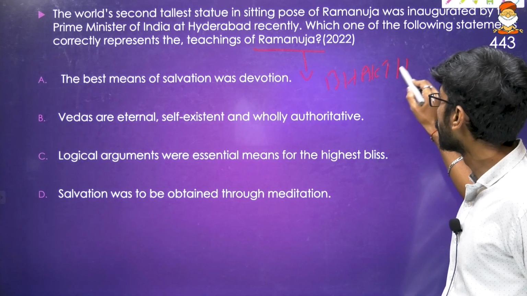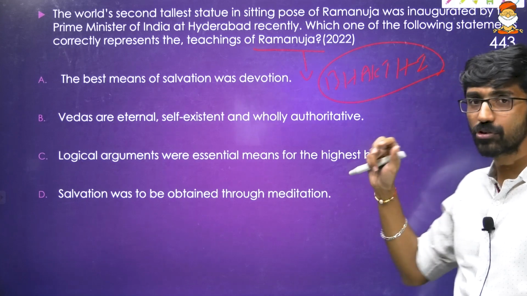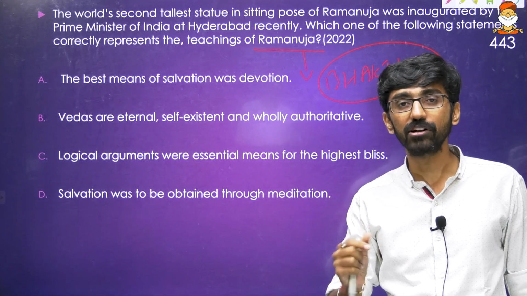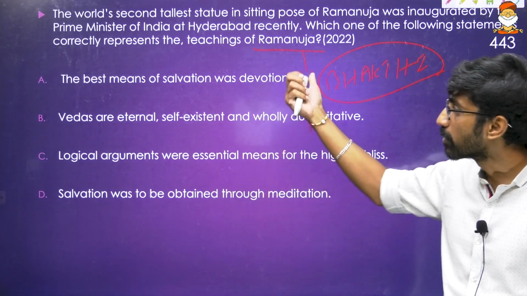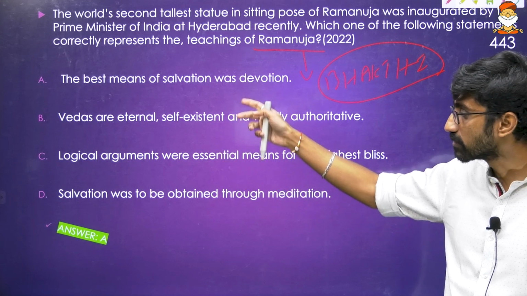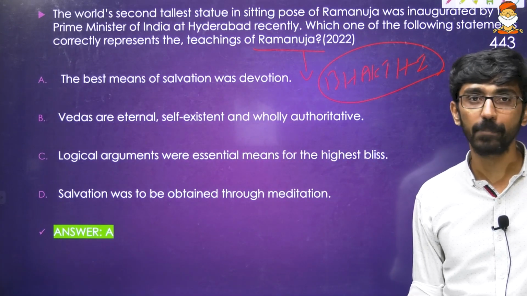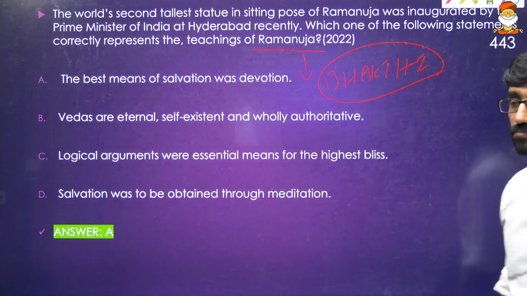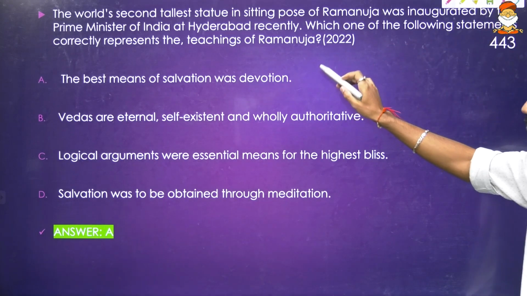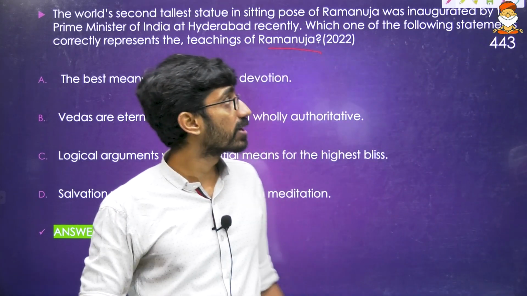It doesn't mean others declined bhakti, but they put certain conditions. Particularly Shankaracharya put the condition of first knowledge, then bhakti, but Ramanujacharya is completely devotion, and that is the reason the answer is option A. Best means of salvation is devotion. Okay, so we'll understand all the 3 acharyas, not just Ramanujacharya, one by one.